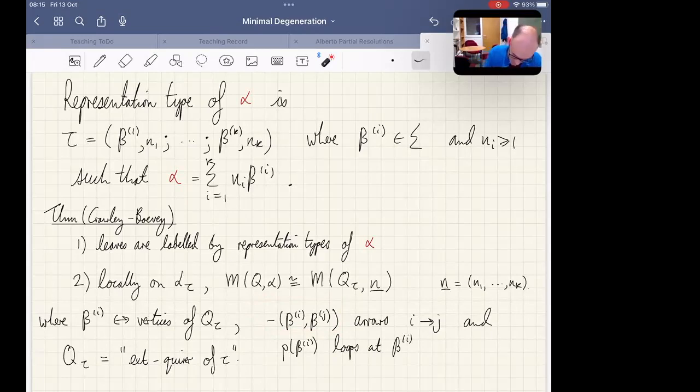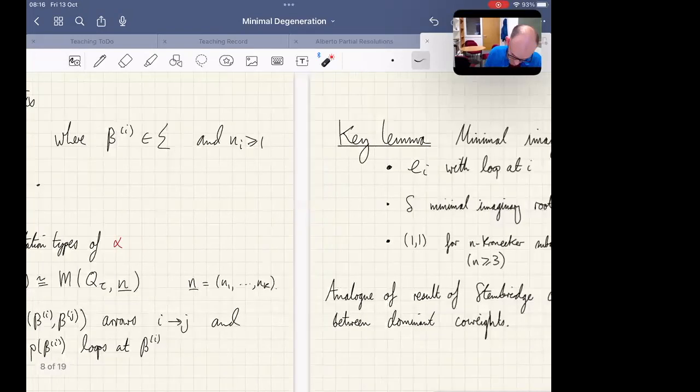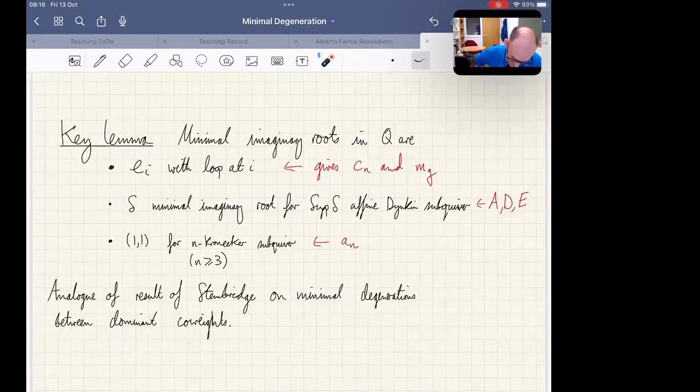Okay, so just to summarize, there's some combinatorial data that labels my leaf. And from that combinatorial data, you can read off locally what your quiver variety looks like. And that will give you the slice to that leaf then. And so how do you get from that to the minimal degenerations? Well, there's a key combinatorial lemma you need. The lemma is very easy once you realize it's the right thing to do. And it's surprising that it's so easy, actually.